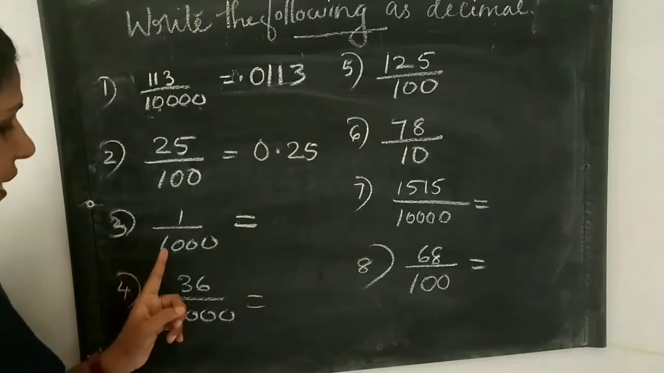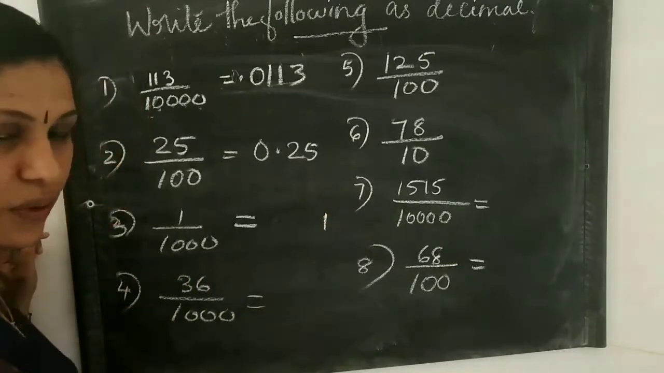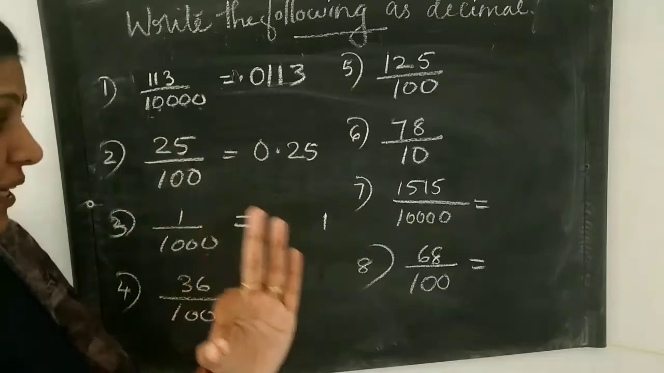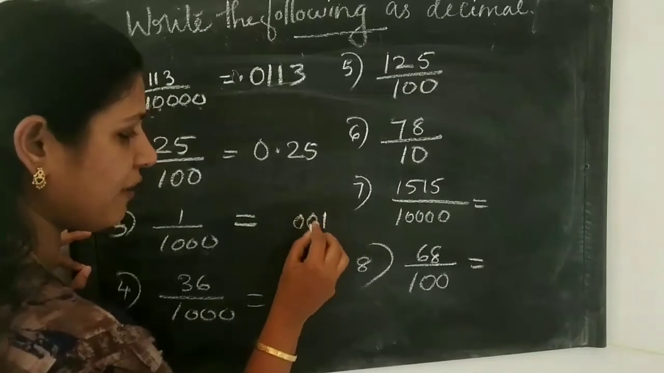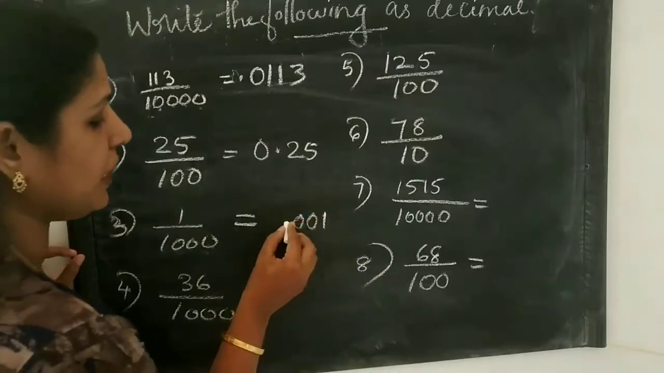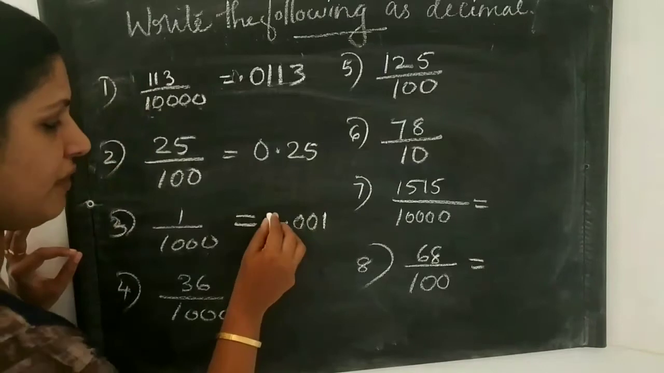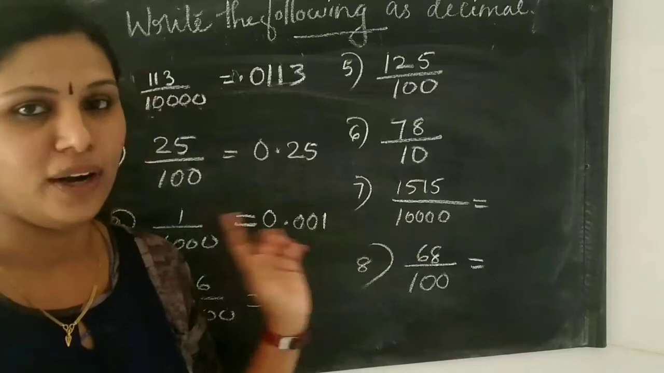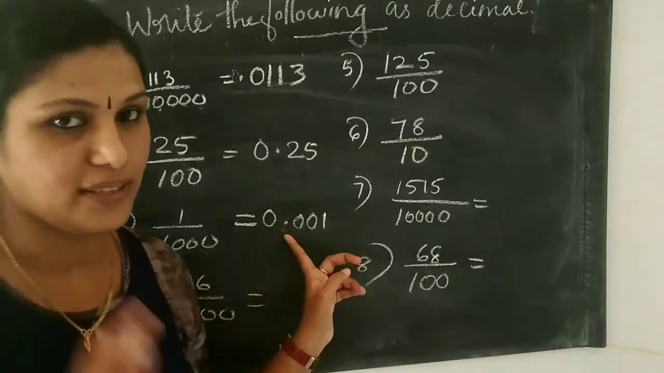Now here 1 by 1000, so we write here 1. Then how many zeros? 3 zeros, so we need 3 place values. Here only 1. For the other 2 places we put a 0. Now it's 1, 2, 3 place values. Then we put a point on the left side, and for understanding this point we put a 0 on the left side. So 0.001. This 0 indicates that here is a point.